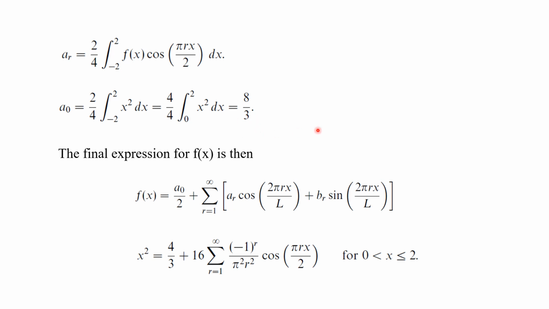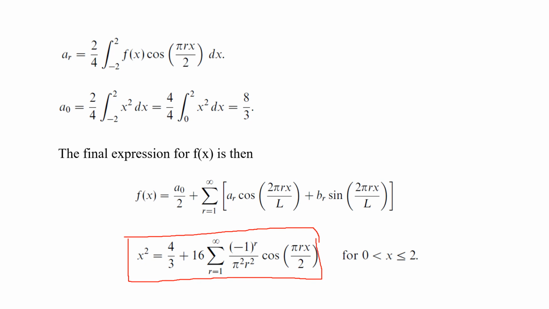Now we can write the final expression for your f(x). Since your b is equal to 0, you just replace your a naught with 8 over 3, so that's 4 over 3, plus your a_r times cosine(2 pi r x over L), or cosine(pi r x over 2), with your L equal to 4. And this is now your expression of f(x) as a Fourier series.